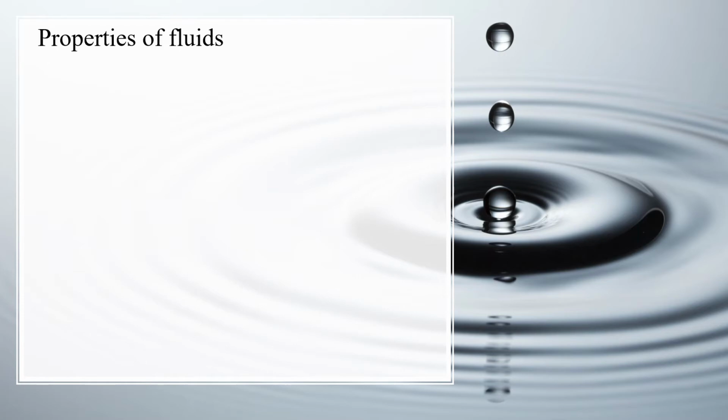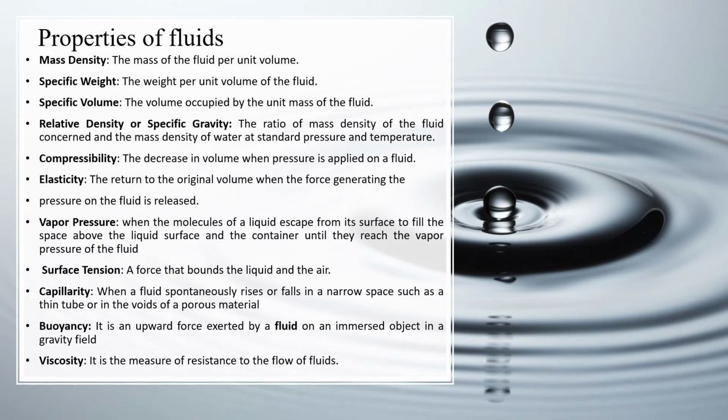Hello, my name is Nurullah. We're going to start with the properties of fluids. Please feel free to pause the video at any time to have a look at the definitions in detail. First, we have mass density, which has the unit of kilograms per cubic meter. Next, we have specific weight, which has the unit of newtons per cubic meter. Then we have the specific volume, which has the unit of cubic meter per kilogram. We have the relative density.